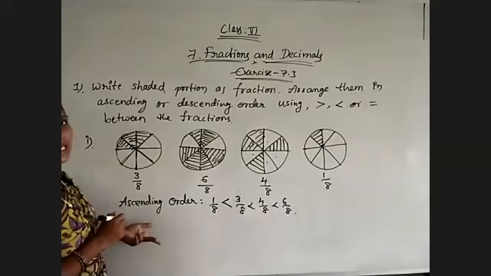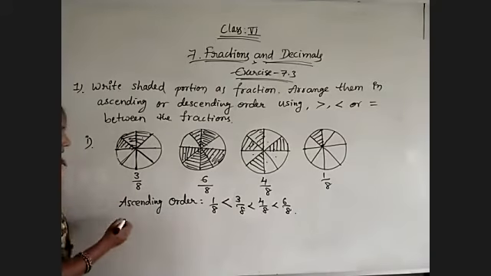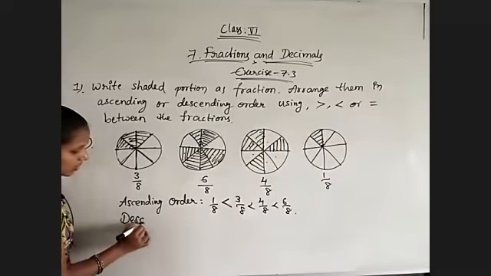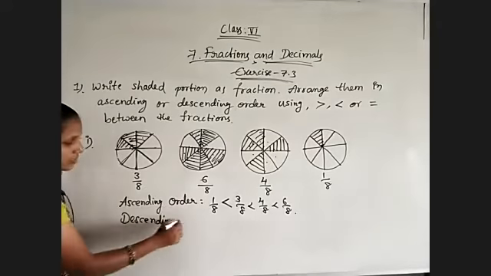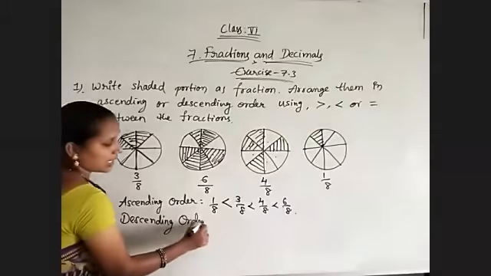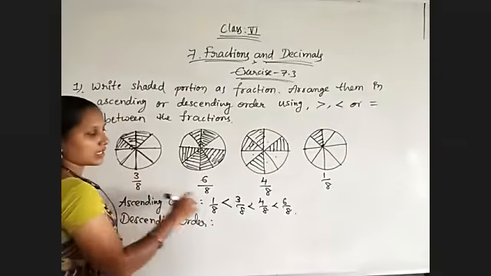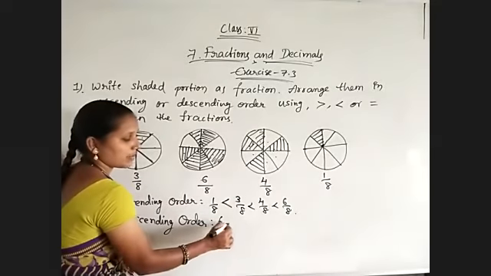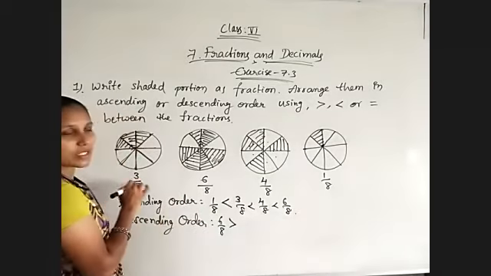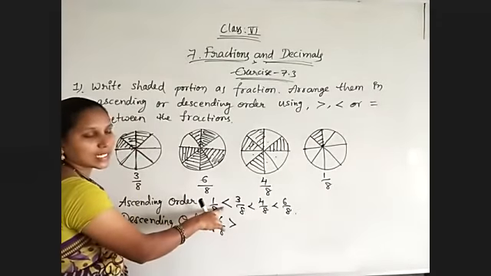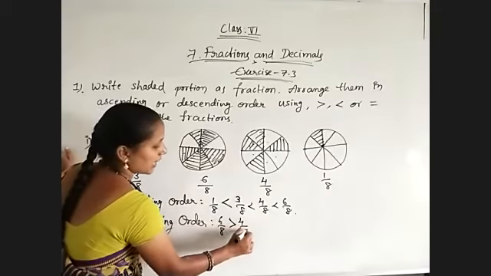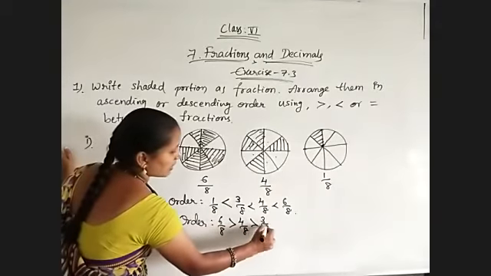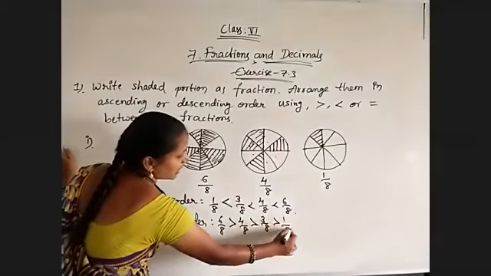If we are writing descending order also, no problem. Descending order is just the reverse of ascending order. In descending order, we need to select bigger to smaller. So 6 by 8 is the biggest number, and we must choose the greater than symbol. Less than for ascending order, greater than for descending order. Next 4 by 8, next 3 by 8, next 1 by 8.